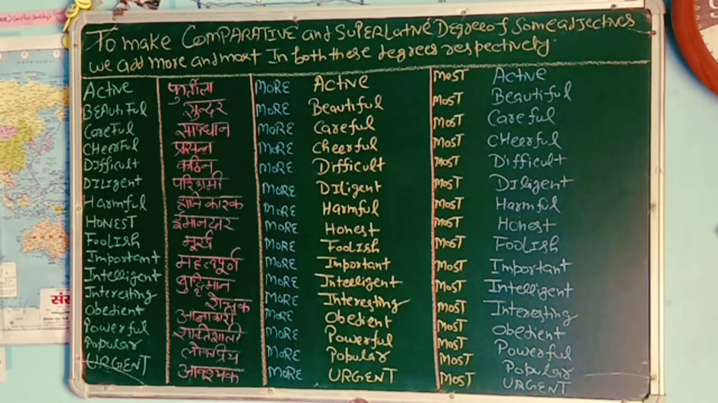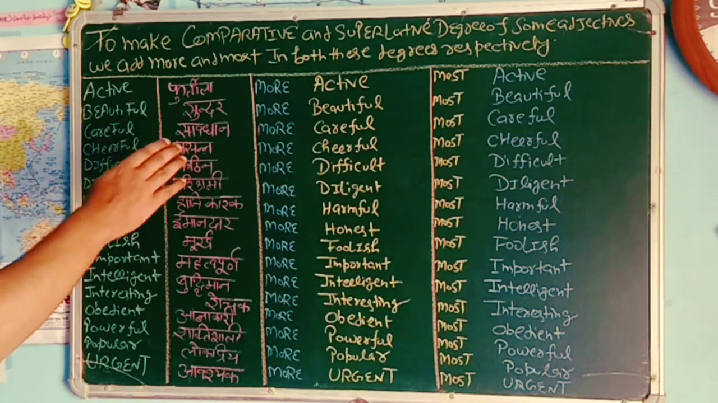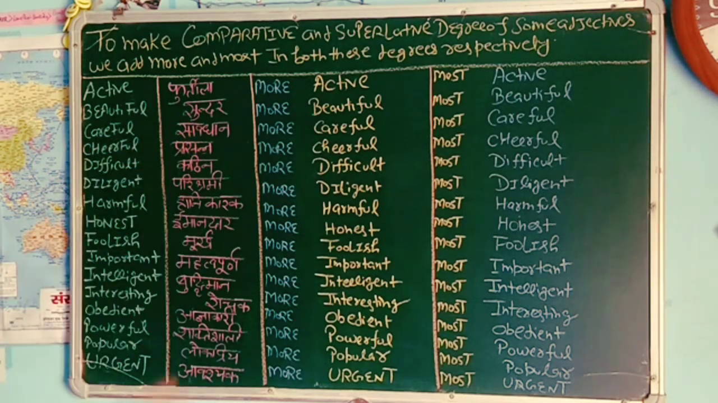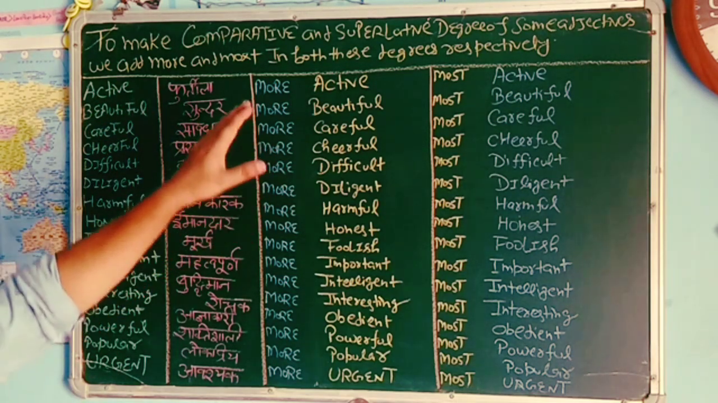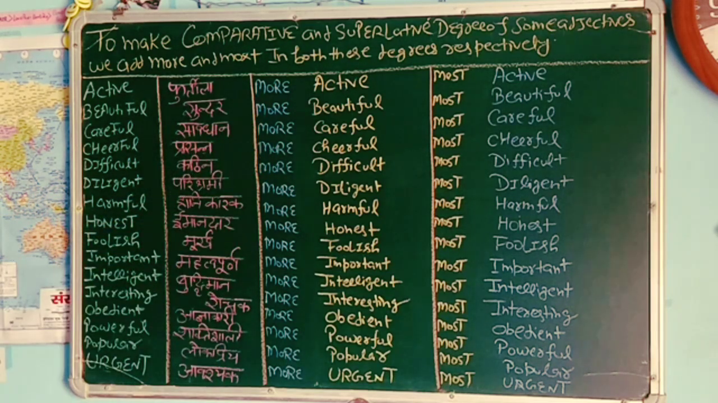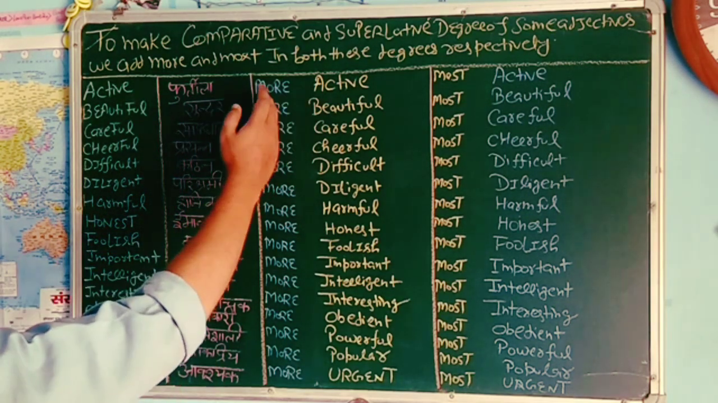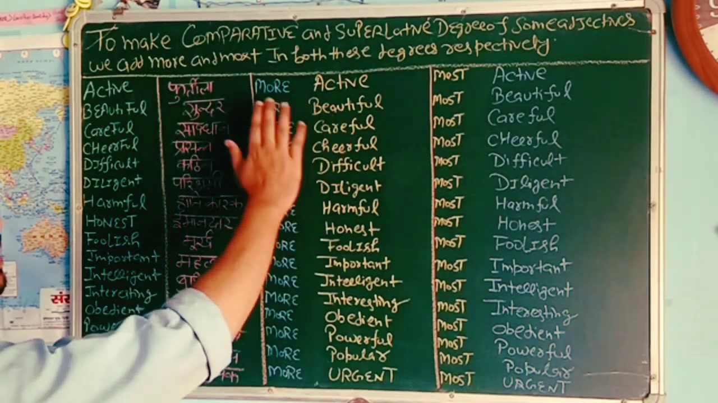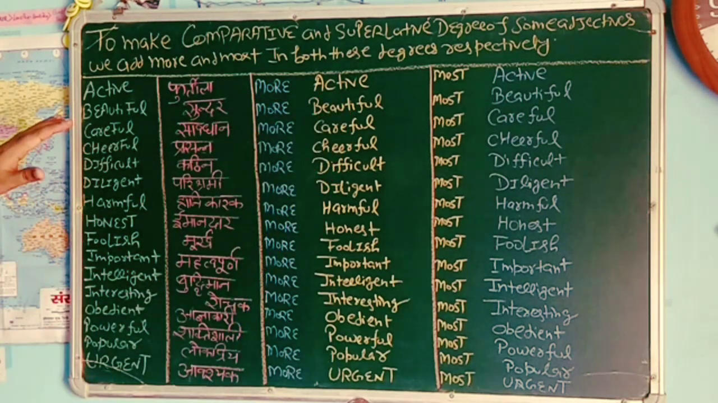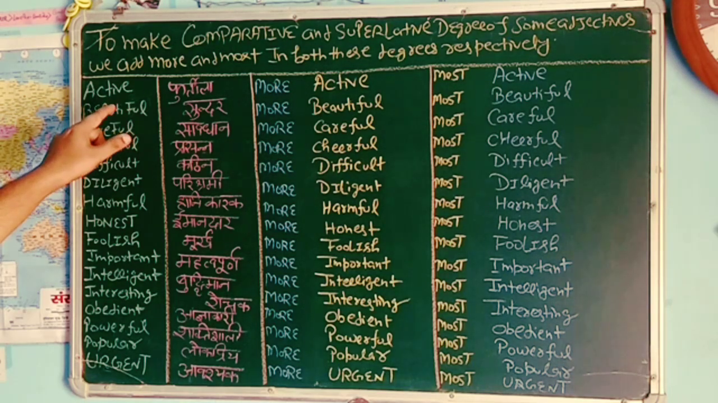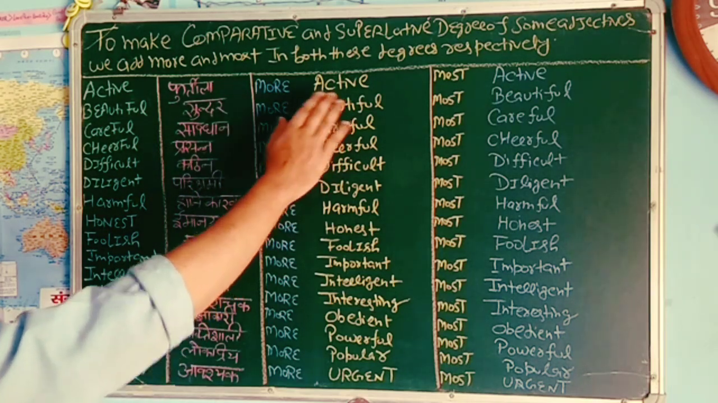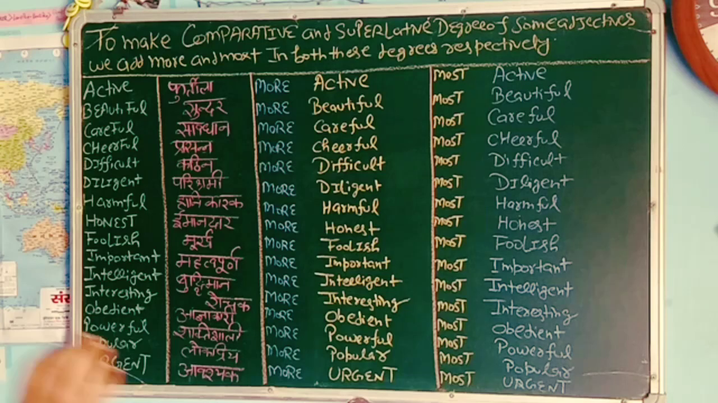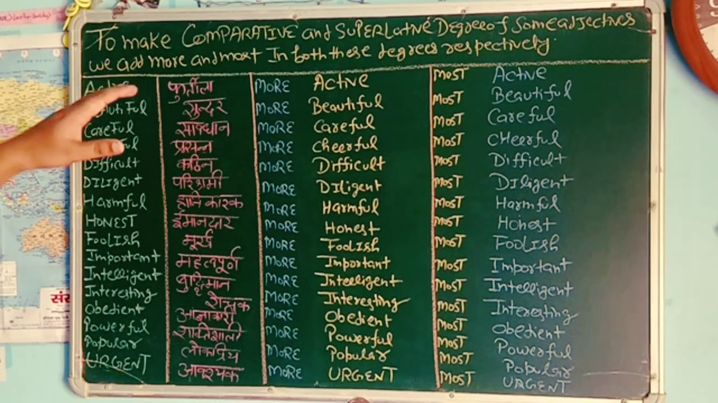So our first adjective is active. Active means in Hindi is furtila. When we make comparative degree of this adjective, we use the word more. We use the word more before our adjective. So it becomes more active. We have the adjective active, and when we change into comparative degree, it becomes more active. We just add the word more before our adjective to make it a comparative degree.